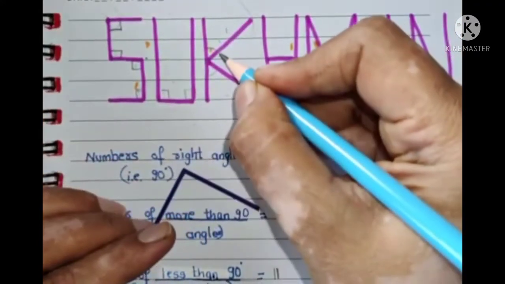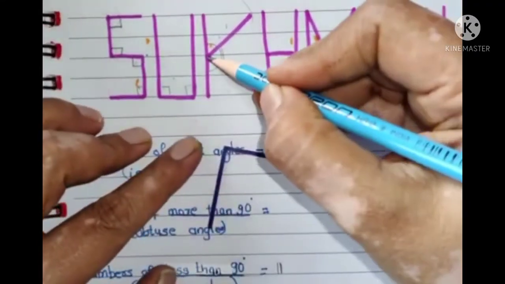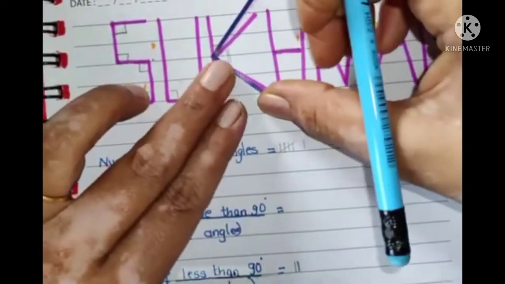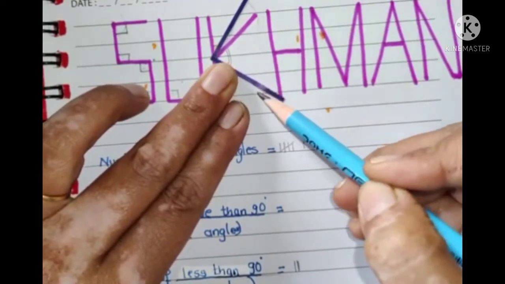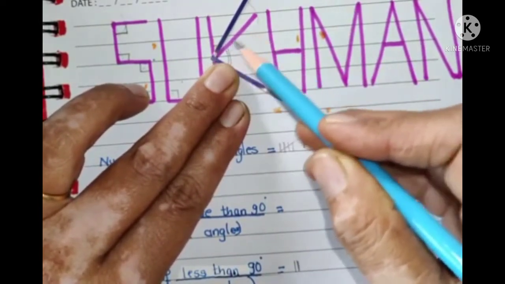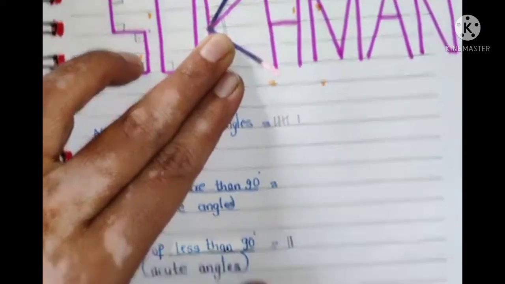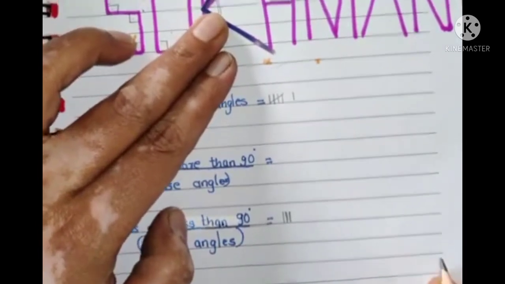Then we have to count for this one, correct? Now look here, here is one arm and this thing. So let's see what it is. When I am overlapping one arm and the vertex, still this line has not reached 90. So this is also an acute angle. So I am going to put one more line under the acute section, right?